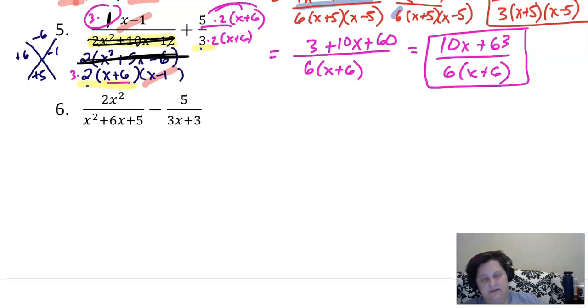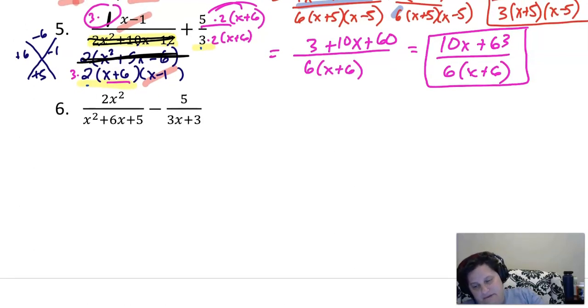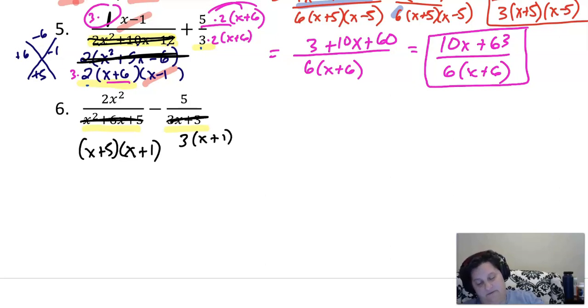All right, sweet. Let's check out this last one here. Okay, I'm going to take that, and I'm going to factor them. What multiplies to make 5 and adds to make 6? Plus 5, plus 1. And then here, factor out a 3, and I get x plus 1. Now, this and this are the same, so I don't have to repeat those when I'm trying to put this all together, right? But because I have a 3 here, this one needs a 3. And because I have an x plus 5 here, this one needs an x plus 5.